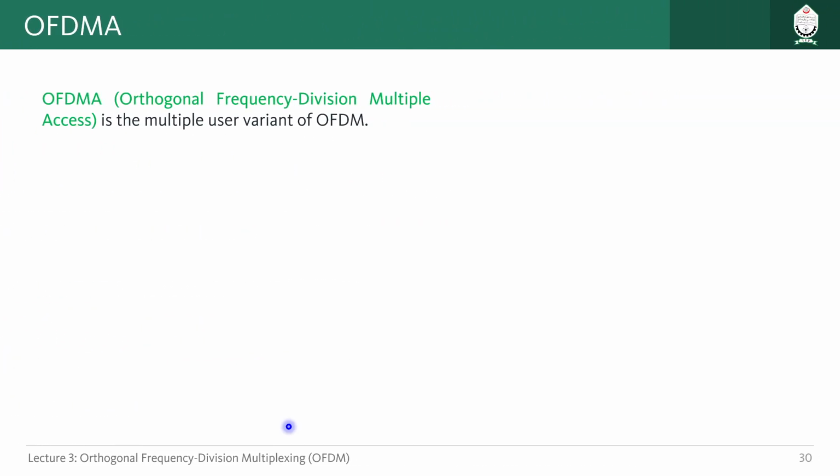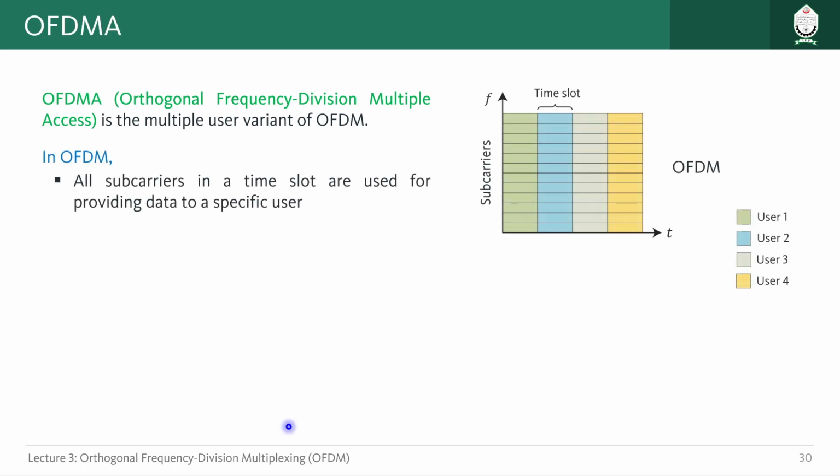Now the last one, which is OFDMA, or orthogonal frequency division multiple access. This is just the multiple user variant of OFDM. So far we have discussed only OFDM, and in OFDM we have only one user. In reality, in recent generations of mobile communication systems where OFDM is used, we have OFDM with TDM. That is shown here.